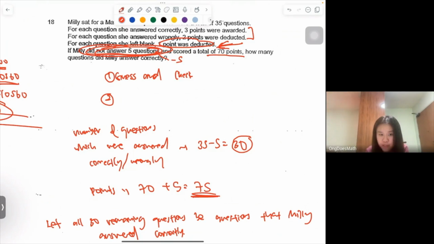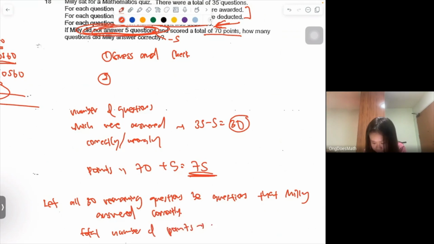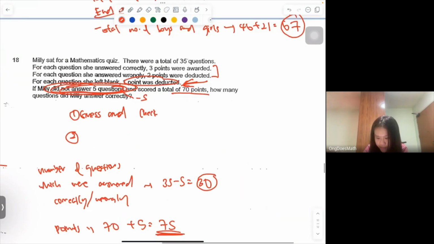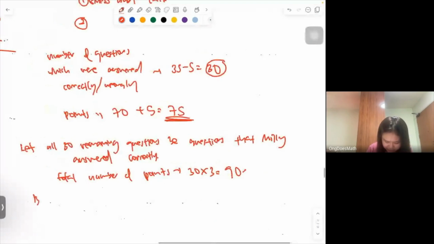So if we let the remaining 30 questions be questions that Millie answered correctly, the total number of points will be 30 times 3, which is 90. Because let's recap, for each question that she answered correctly, she will be awarded 3 points. Okay, so now we'll find the big difference and small difference.